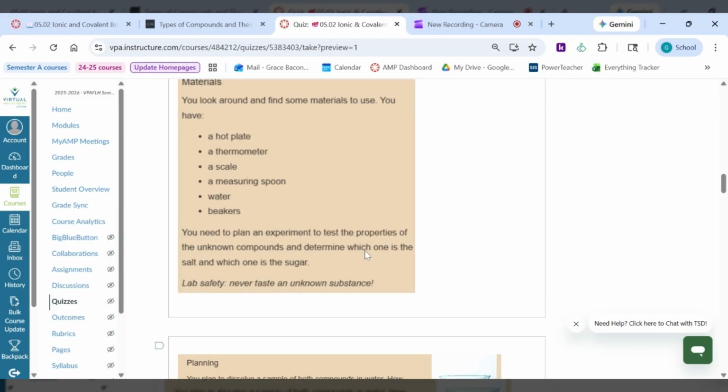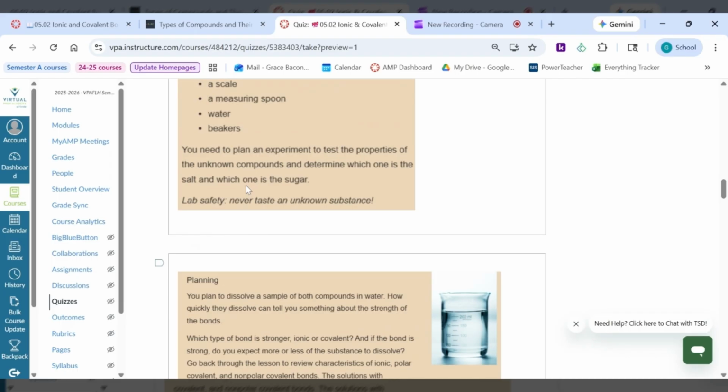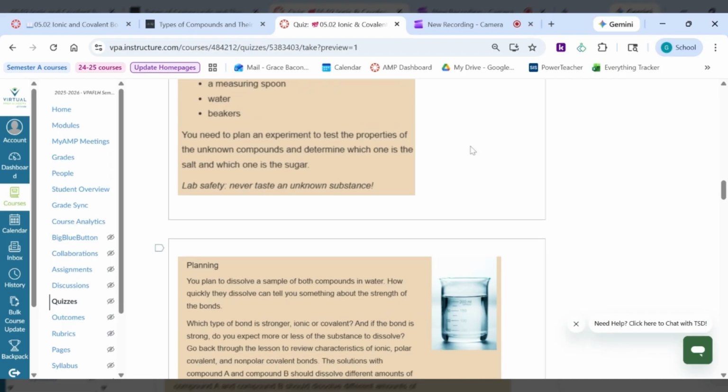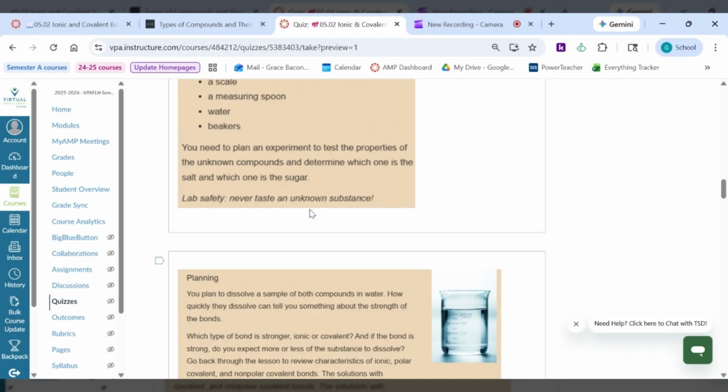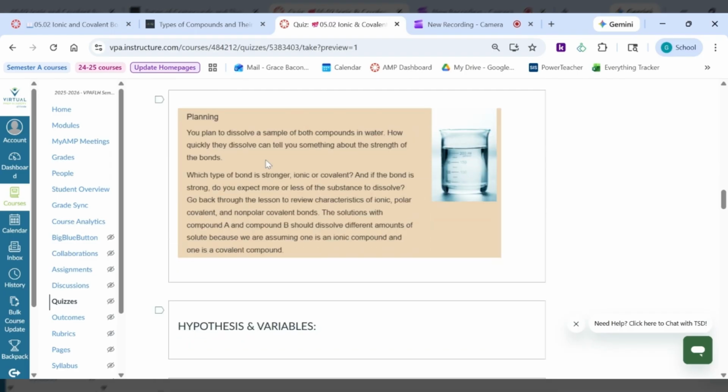So now I know I've got two compounds that I'm trying to explore. Lab safety: never taste an unknown substance. So that's why we're not just licking these and seeing, oh, this one's sweet, this one's salty. We never want to taste an unknown. And so we're doing an experiment to determine which substance is salt and which is sugar. You plan to dissolve a sample of both compounds in water. How quickly they dissolve can tell you something about the strength of the bonds. Which type of bond is stronger, ionic or covalent? And if the bond is strong, do you expect more or less of the substance to dissolve?